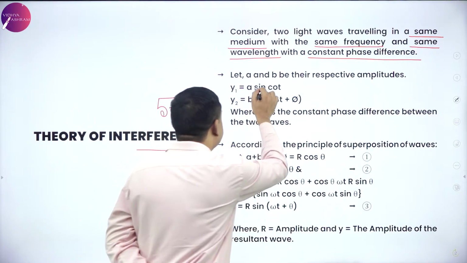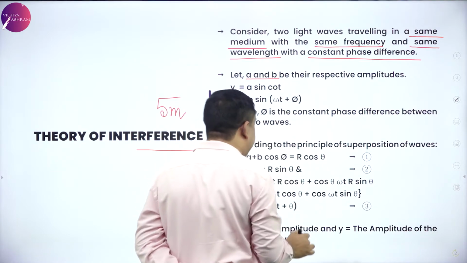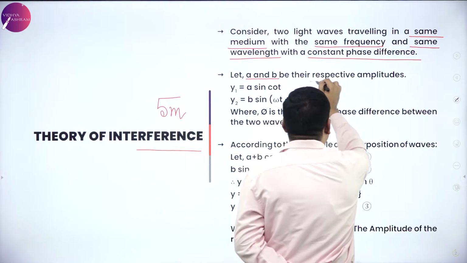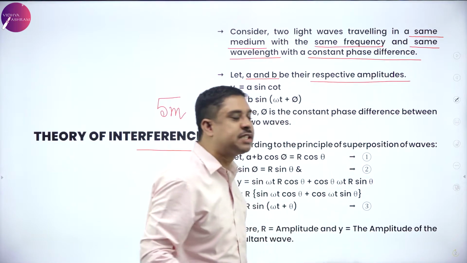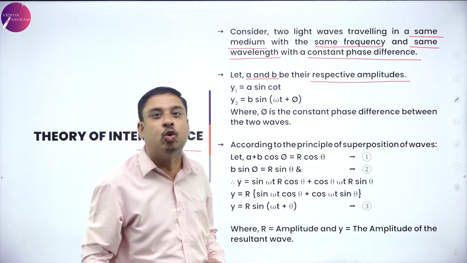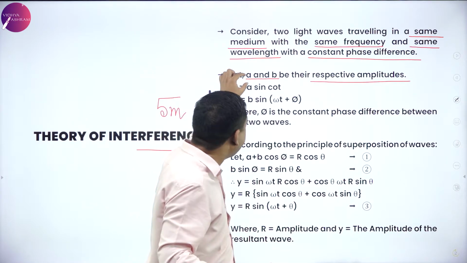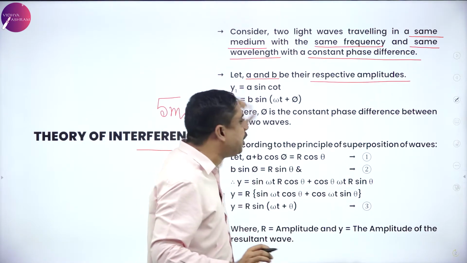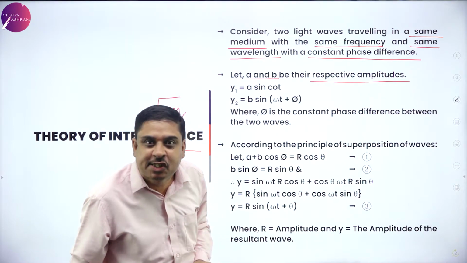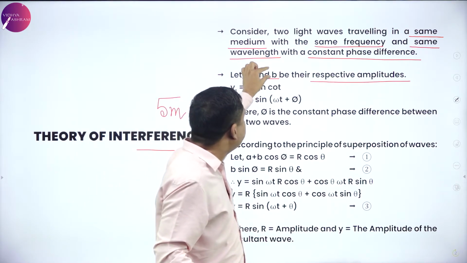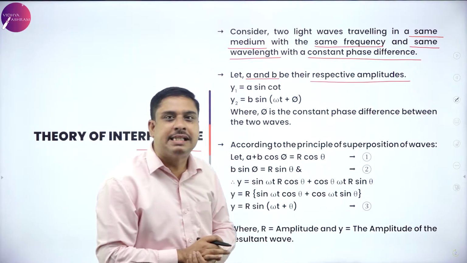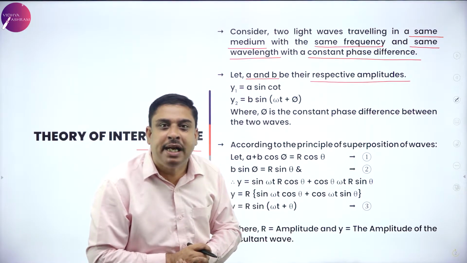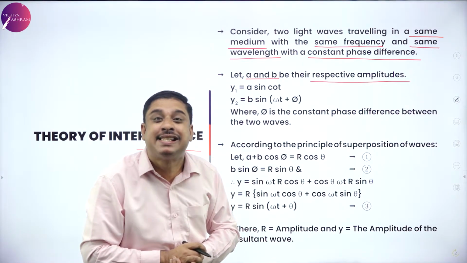We say A and B be their respective amplitudes. A represents the amplitude of the first wave and B represents the amplitude of the second wave.